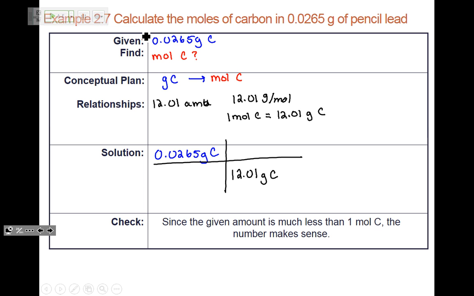I'm pulling a number out of anywhere, but 1.008 grams per mole would not work here because grams of carbon does not cancel out with grams of hydrogen. So that's why I'm keeping the carbon here, to be really clear to myself that I'm using the right conversion. So that'll cancel out. We're left with moles of carbon on the top. That's what we want our final answer in. So that makes sense.